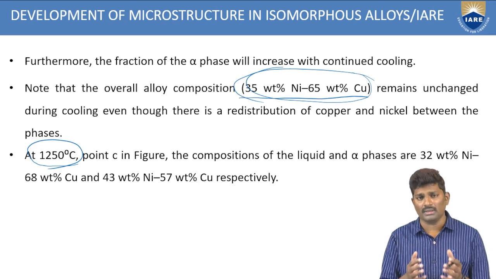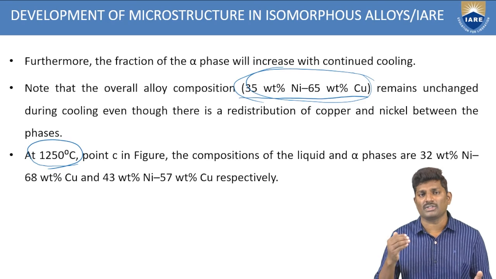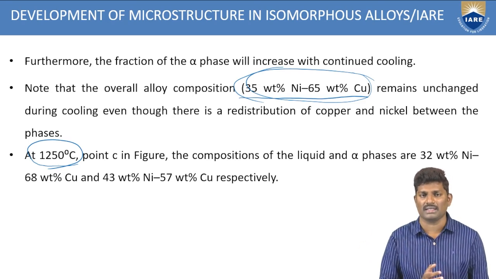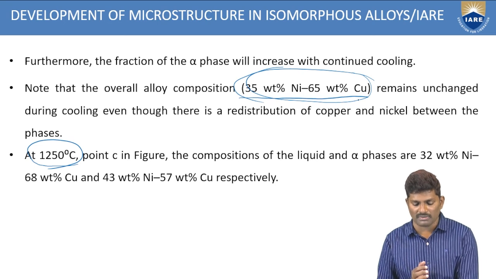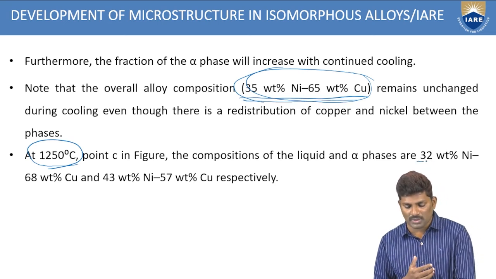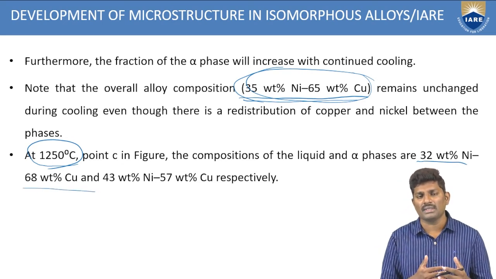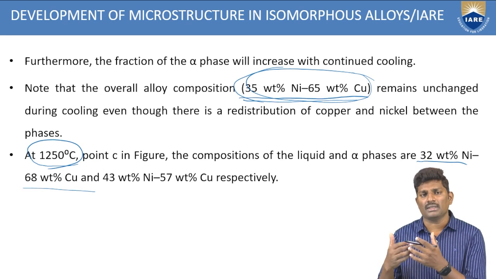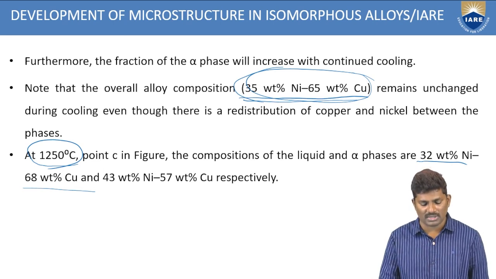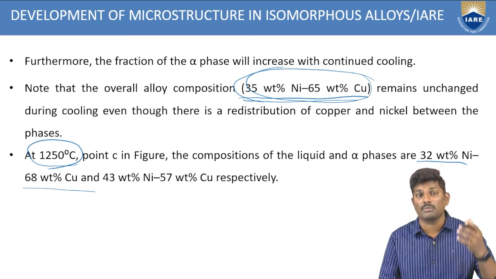Why is there a change in the composition? Because the liquid is slowly disappearing and the solid line is entering. Because the solid line is entering at 1250 degrees centigrade, the composition we had as 35 and 65 is being replaced with 32 and 68. Slowly it will change like that because the liquid is disappearing and the solid is starting. So this is how there is a change with respect to the temperature, and the temperature has to be reduced.